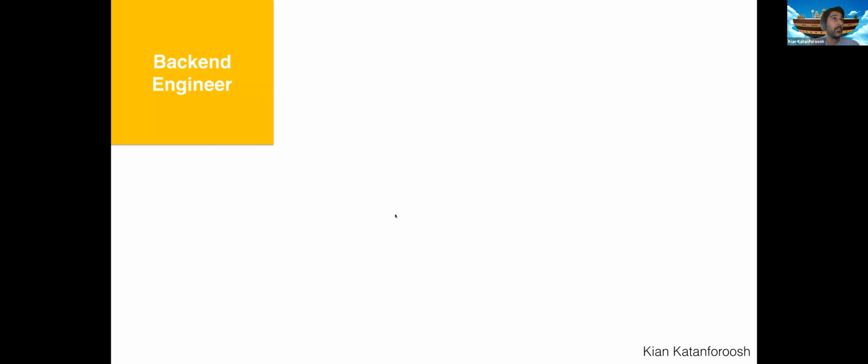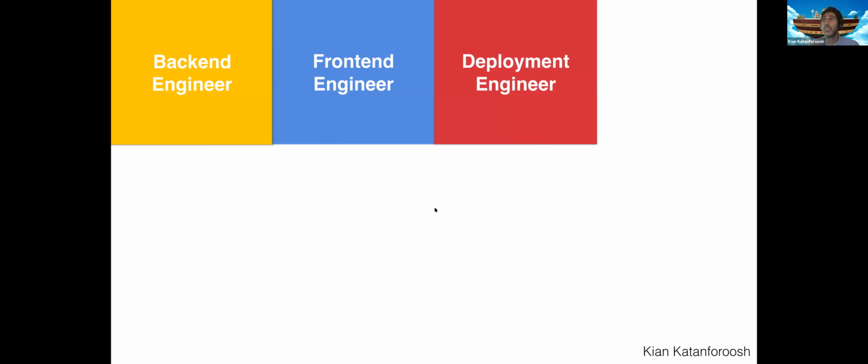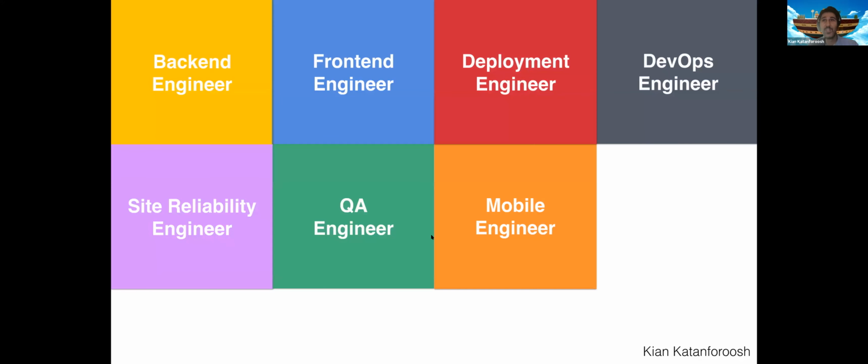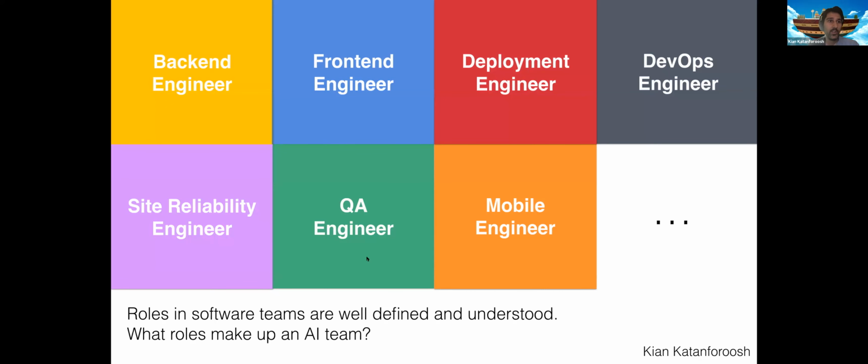Typically in a software engineering team, you will find back-end engineers, you will find front-end engineers, and we know what's the difference between these two. You will find deployment engineers, DevOps engineers, site reliability engineers, QA engineers, mobile engineers, many more. You tell me. But there is no equivalent for the AI team yet, so roles are not as well defined and understood. So we used this survey to understand what the typical teams are made of.